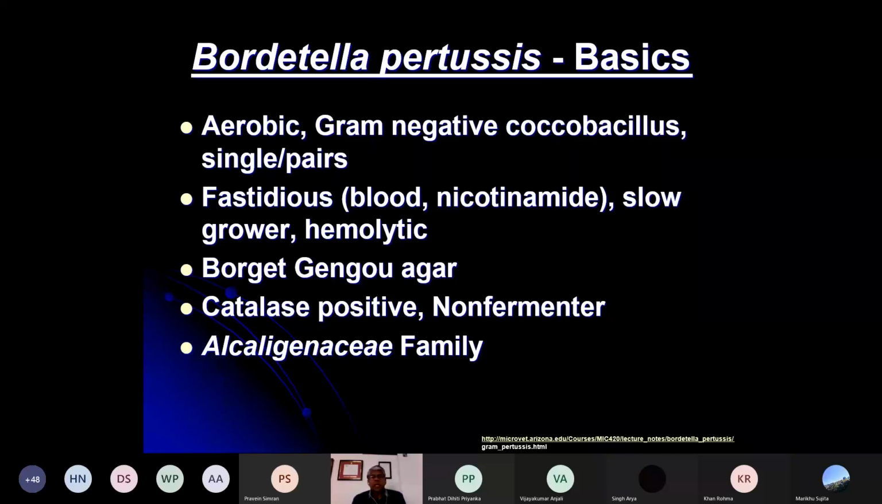Since this bacteria is present in the respiratory tract, and there are a large number of other bacteria which could be commensals in the respiratory tract, therefore we need to have specialized medium which could be selective medium for isolation of these bacteria. One such medium is Bordet-Gengou agar. We'll talk about this agar a little later, but just remember that it requires blood containing media, and since it is a slow growing organism, other commensals may overgrow in ordinary blood agar. Therefore, we need to have a selective medium for isolation of this particular bacteria.